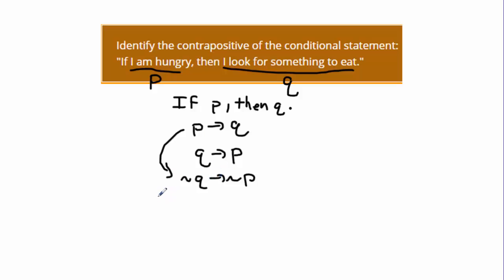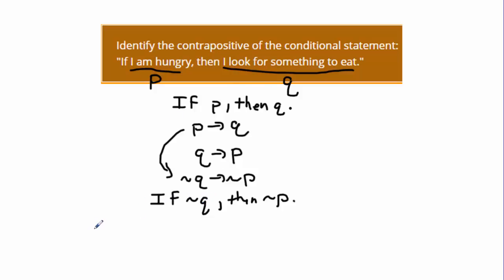Alright, so now I have a new format. This is my new conditional of if not Q, comma, then not P. So now I just take what I identified as P and Q. I'm going to substitute them in place of these. And remember, not Q means you're going to negate each one.